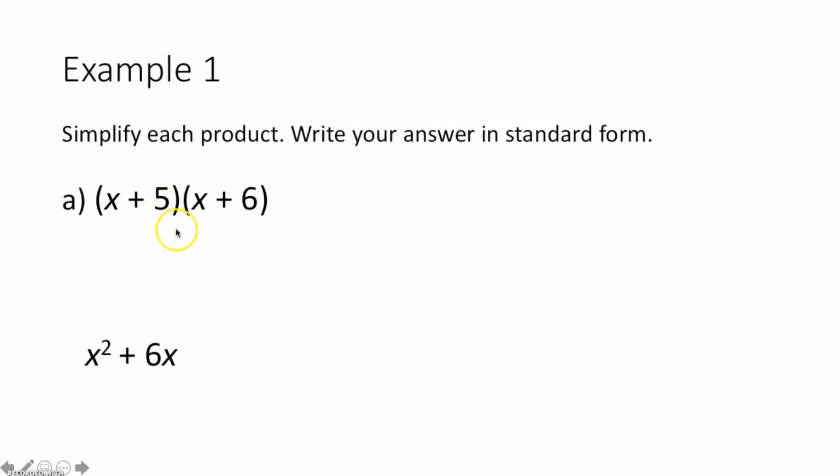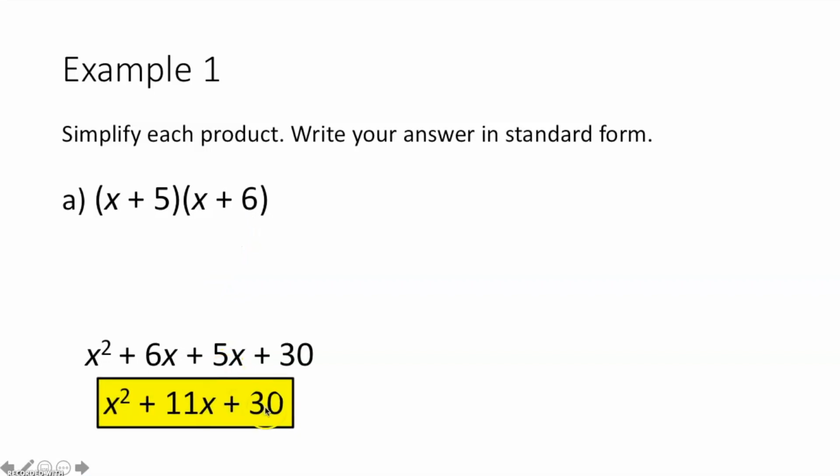And then we multiply the inner terms together. What's 5 times x? That's 5x. And then we multiply the last terms together. What's 5 times 6? That's 30. So we write plus 30. Now there are 2 like terms in the middle, the 6x and the 5x. We add those together and we get 11x. So we get x squared plus 11x plus 30.